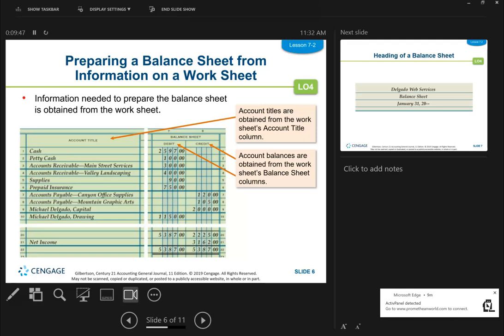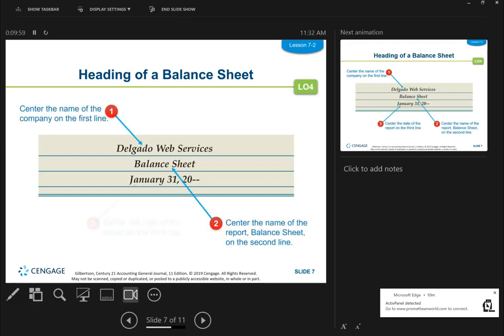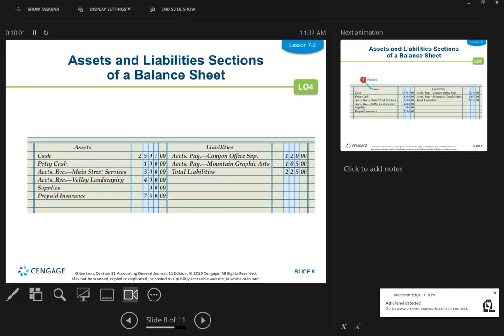So to create the balance sheet report, again, headed the same way. The only difference is that the name of the report is now a balance sheet instead of owner's equity. So on our balance sheet, we have two columns. We have a column for assets and a column for liabilities.